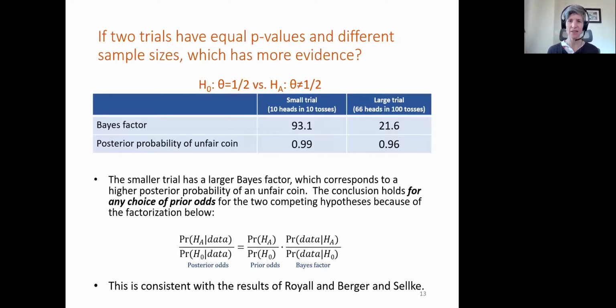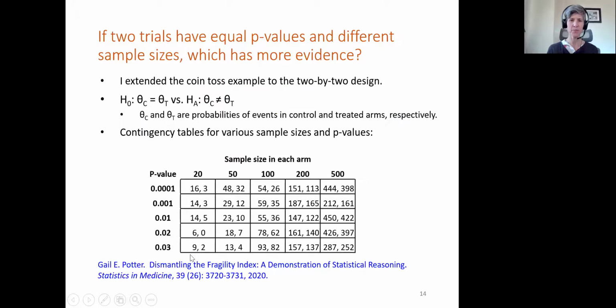But the finding that the smaller trial has more evidence is independent of the choice of prior odds. So the smaller trial has a larger Bayes factor than the large trial. So whatever ratio we multiply it times here, the smaller trial is going to have a larger posterior odds and therefore posterior probability than the larger trial.